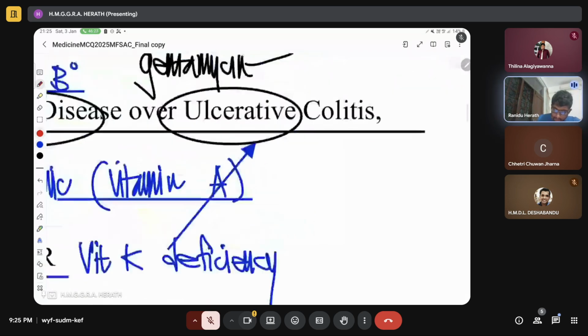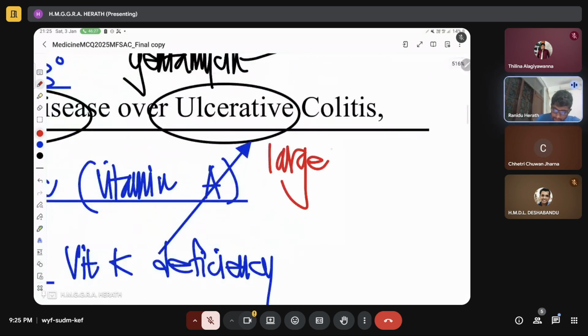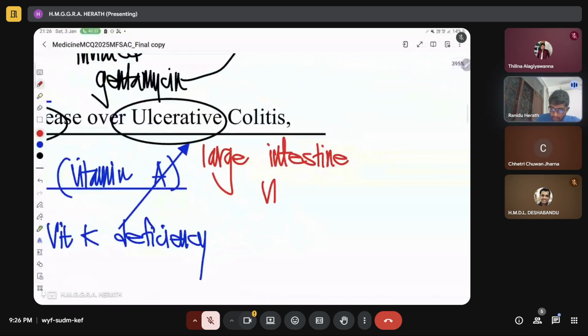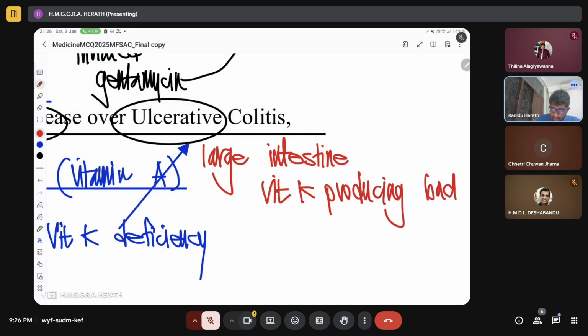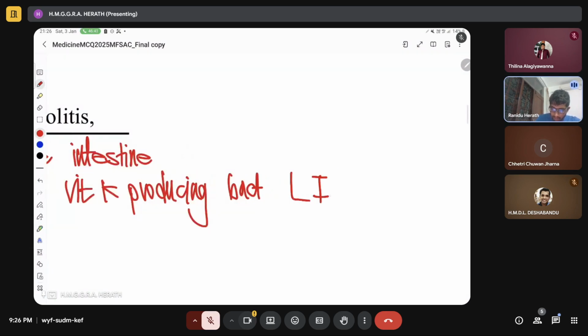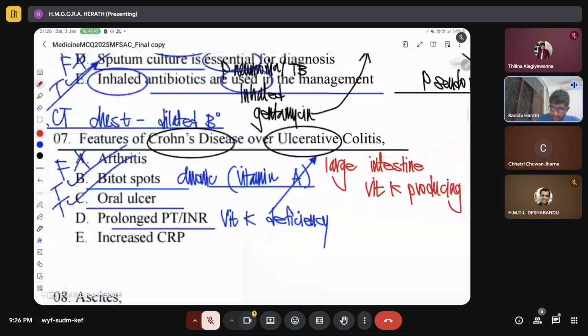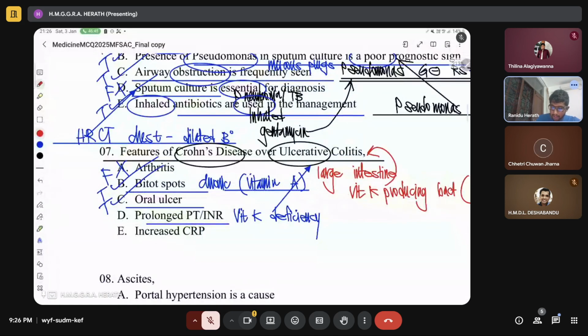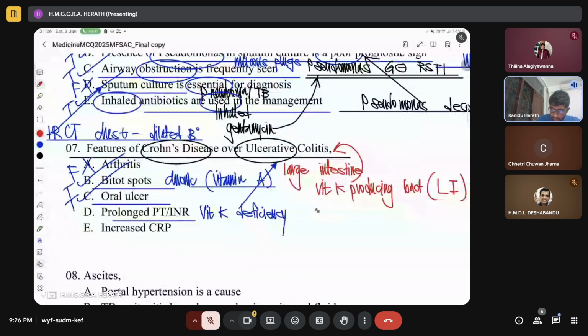Because ulcerative colitis involves the large intestine predominantly, the ascending colon, the transverse colon, the descending colon, and the sigmoid colon. You know that the vitamin K producing bacteria are mainly housed in the large intestine. So when the normal flora of the large intestine is changed due to ulcerative colitis, it can cause reduction in the endogenous vitamin K levels. Understood? Because of that, they can get vitamin K deficiency.